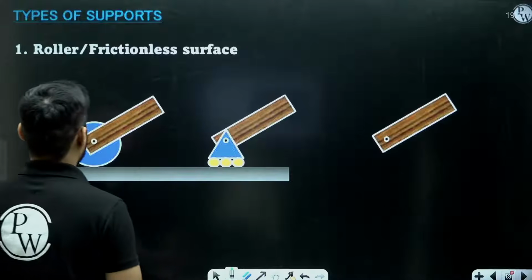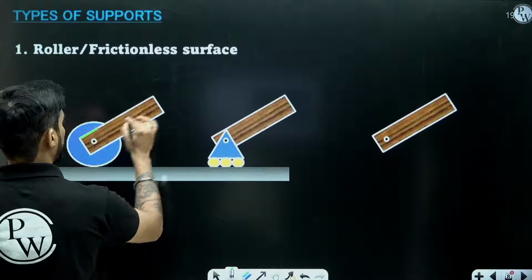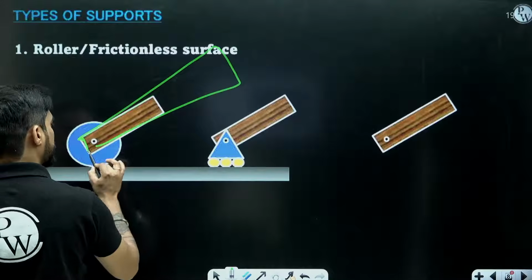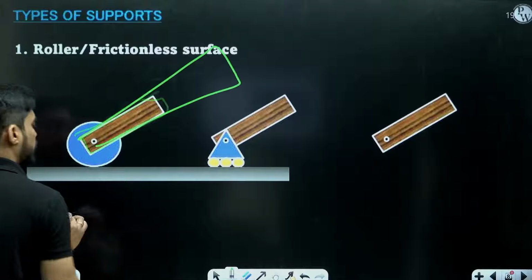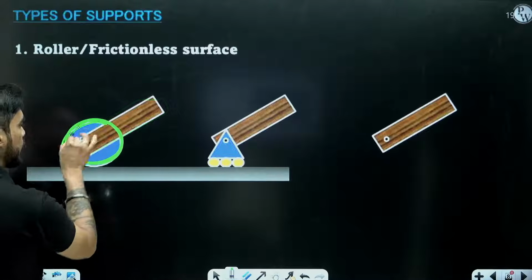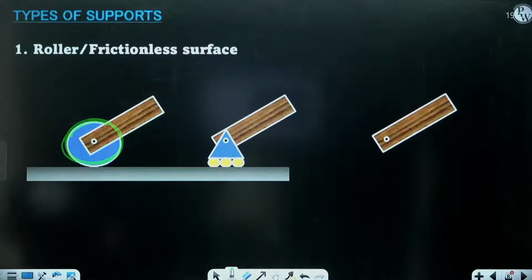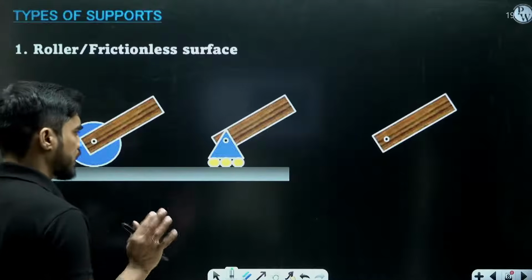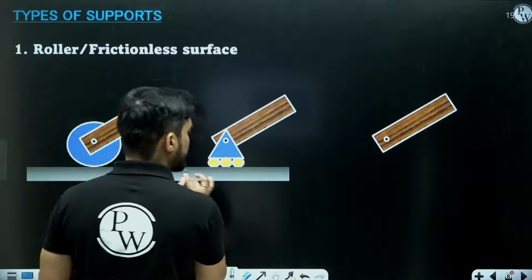So let's say this is our body. I have not drawn the complete body. Okay. So let's consider this is our body and this is the support I am talking about. This is known as a roller support. What do we mean by a roller support? A roller support is a type of support that allows free translation parallel to the surface.